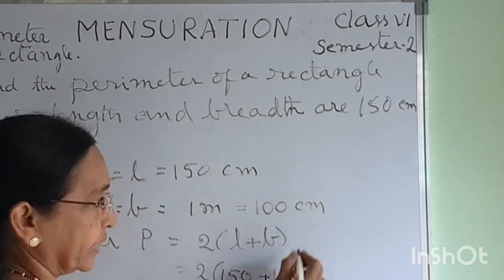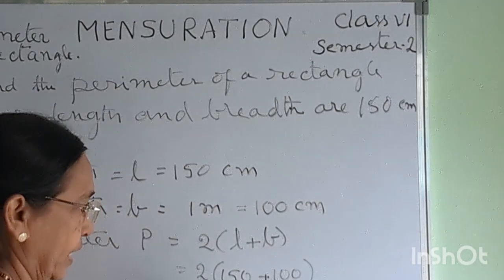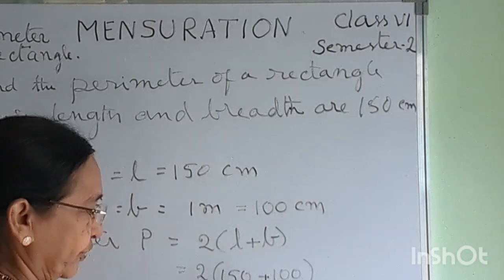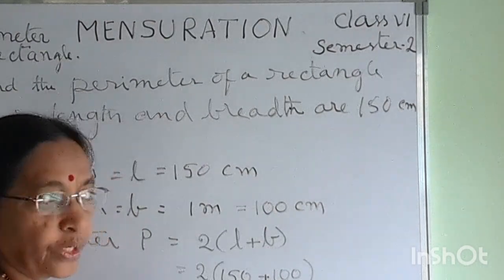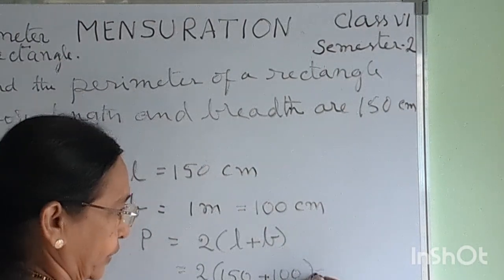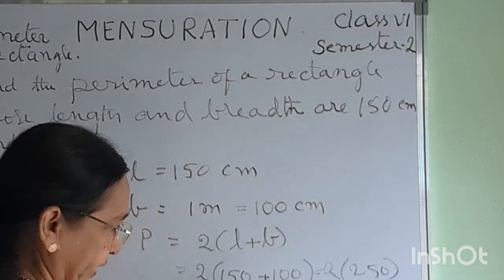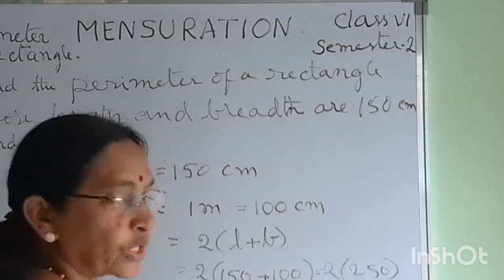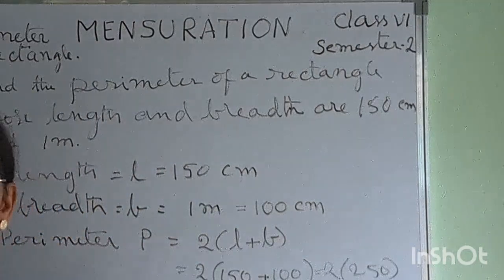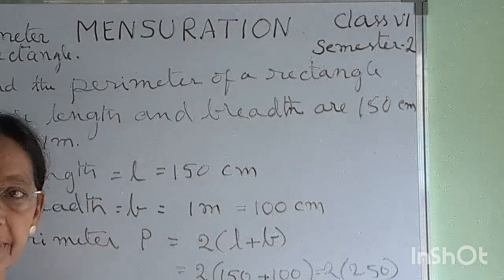Both have to be taken in the same units, centimeters. That is equal to 2 into 150 plus 100, 250. 2 into 250 is equal to 500 centimeters. So the perimeter of that rectangle is equal to 500 centimeters.